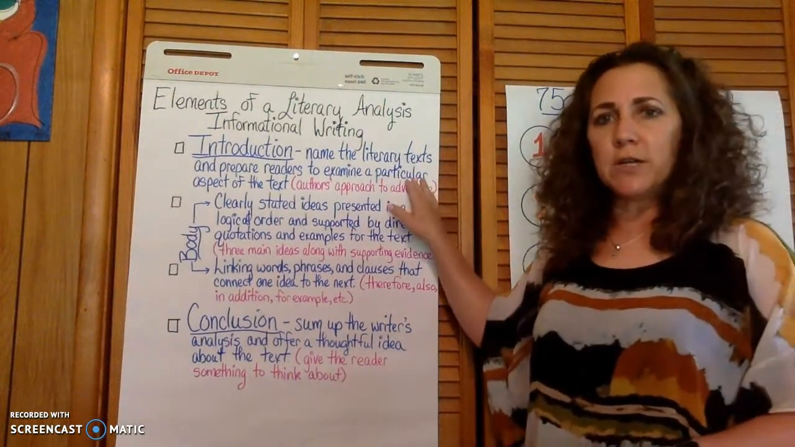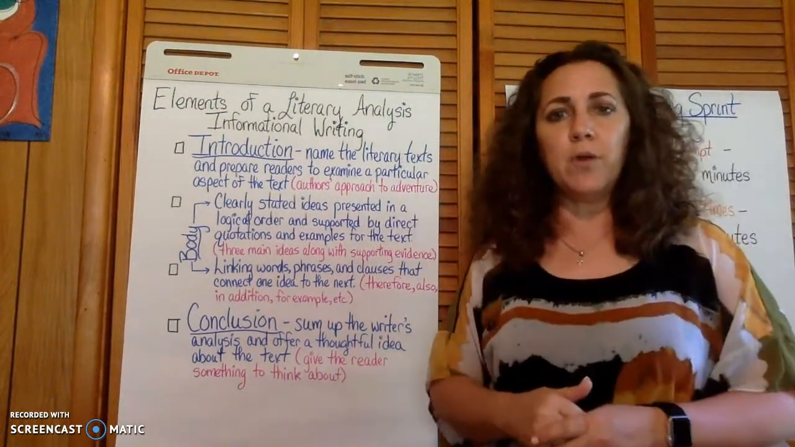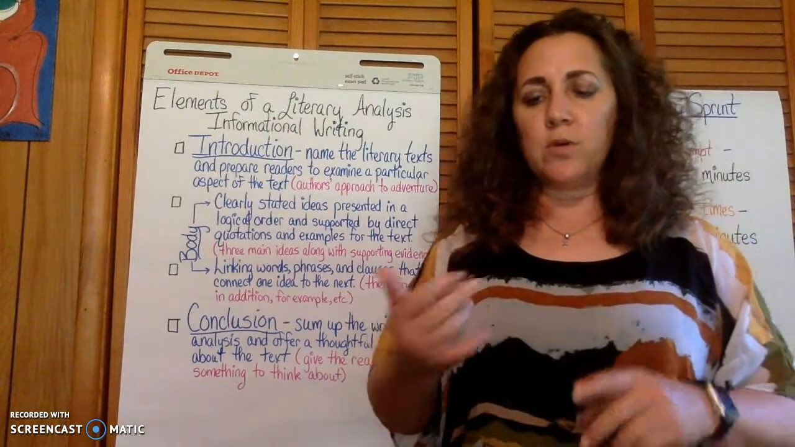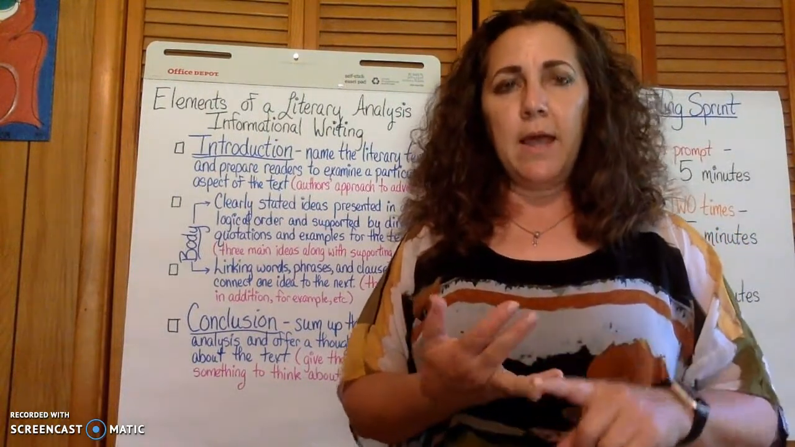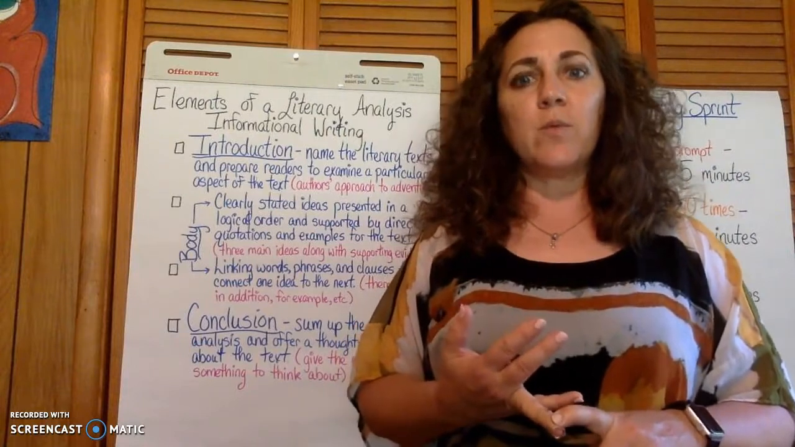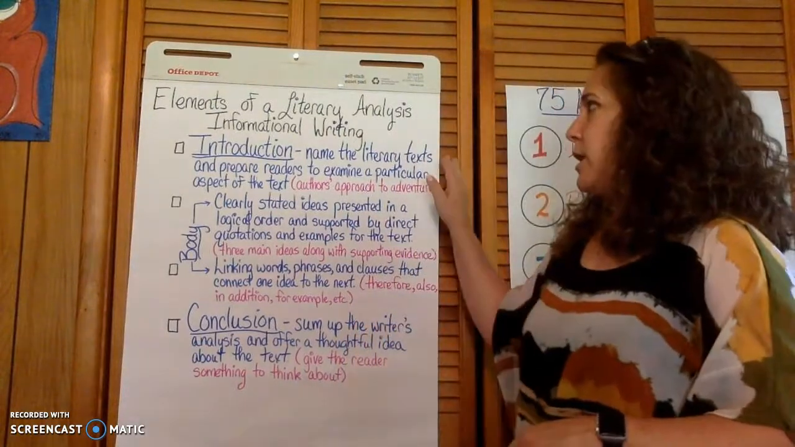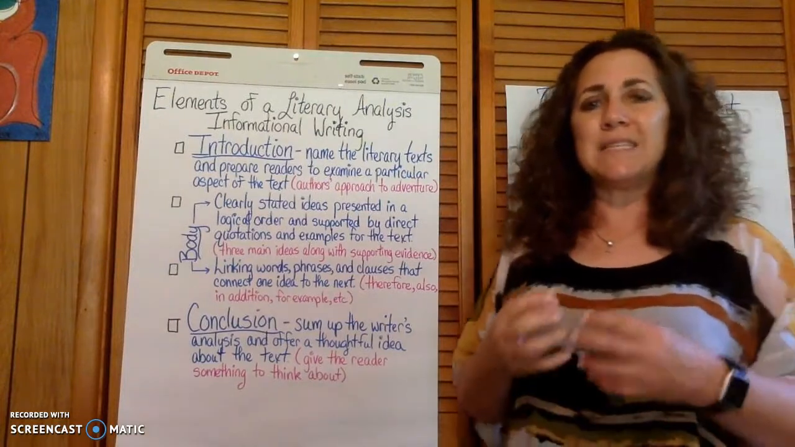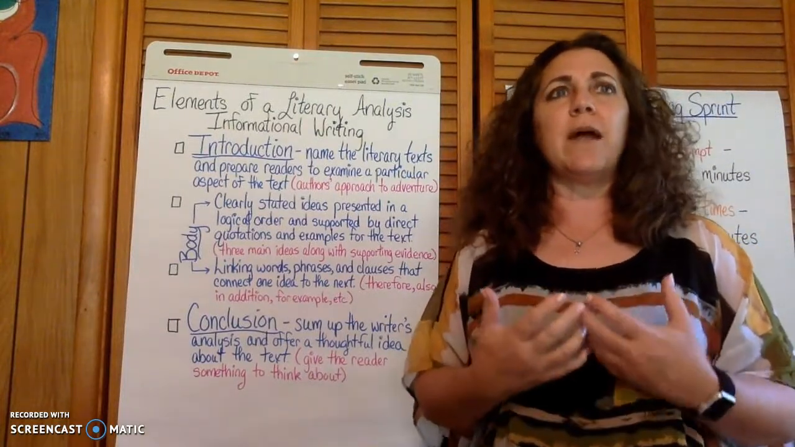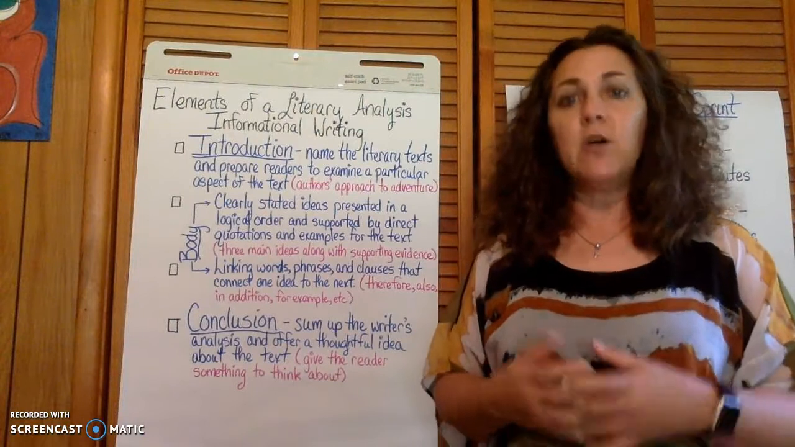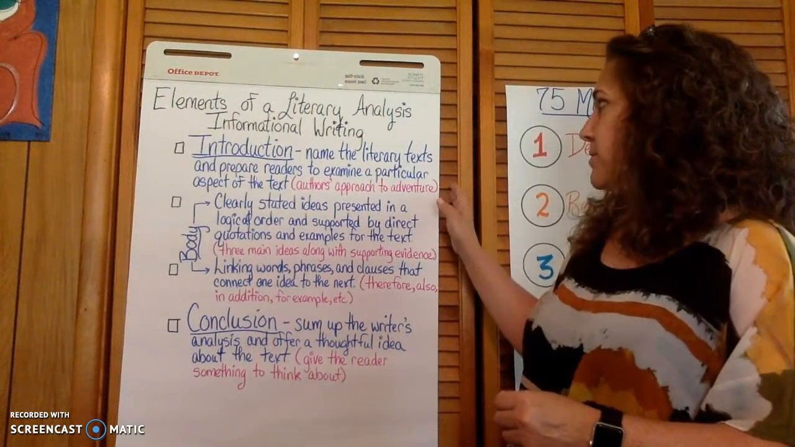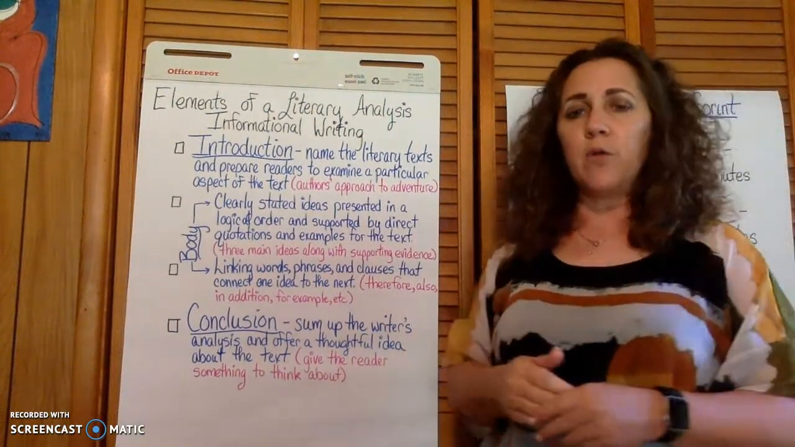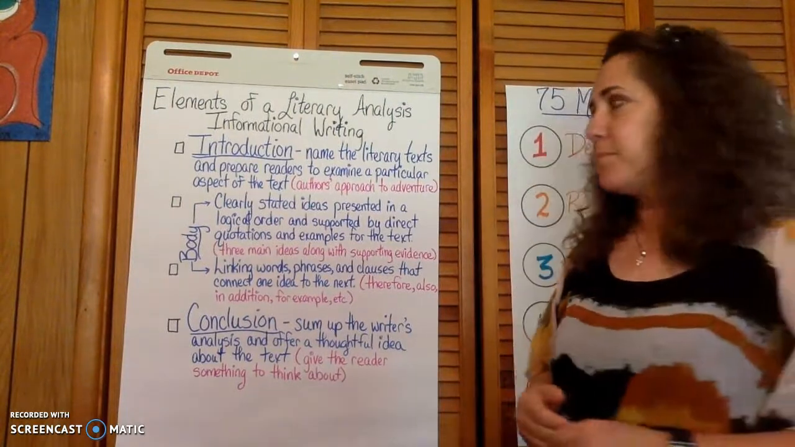Within your introduction, you should name both of the literary texts, which of course were from Peter Pan and Dorothy and the Wizard in Oz. You're going to name both of those literary texts so that you can prepare the readers to examine a specific or particular aspect of the text. For instance, in your prompt, it says to focus on the author's approach to adventure.